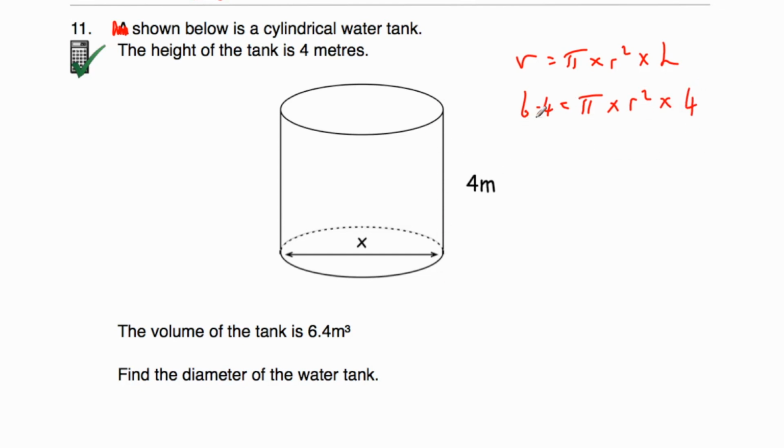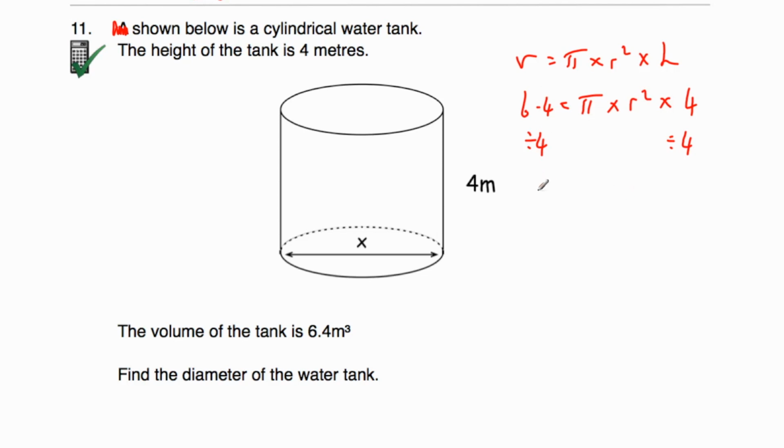So here we've got an equation, we've got numbers and we've got r. So let's find what r is. So we want to get the r on its own. So we want to get rid of the times by 4, we want to get rid of the times by pi, and we want to get rid of this squared. So let's get rid of the times by 4 to begin with. So let's divide by 4 and divide by 4. So 6.4 divided by 4 is equal to 1.6.